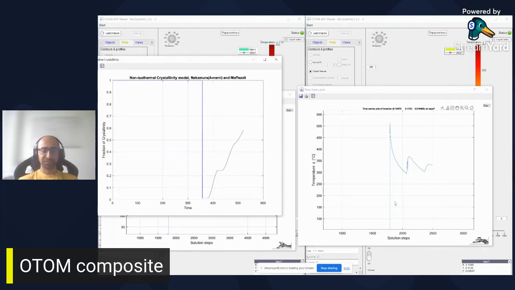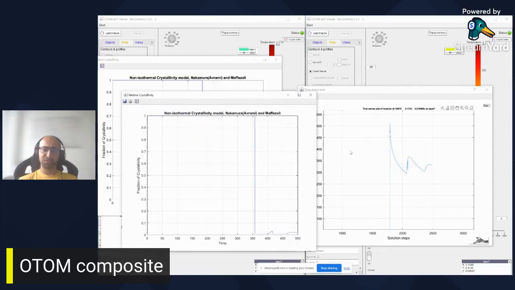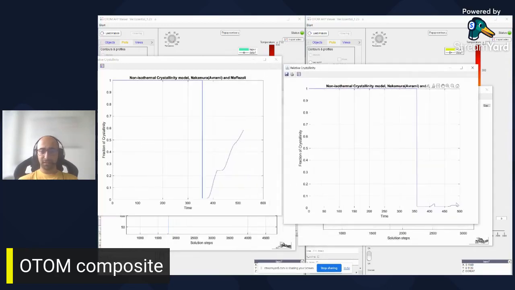Here we got almost 0.6. And for the other side, if we change it to 0.2, we again got very close to zero. And if you notice, we had a little bit of crystallization at this point around a time of 400, and again we remelt the material and then the material crystallinity became close to zero.